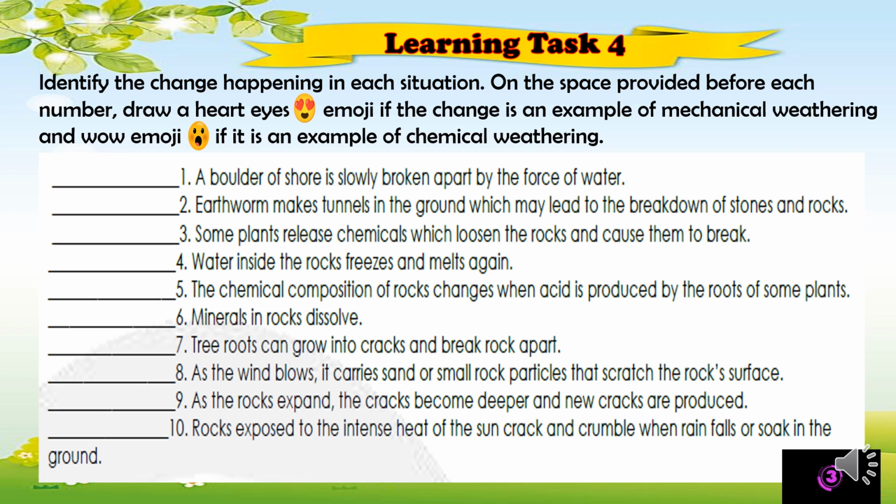Number 5, the chemical composition of rocks changes when acid is produced by the roots of some plants. Number 6, minerals in rocks dissolve. Number 7, tree roots can grow into cracks and break rock apart. Number 8, as the wind blows, it carries sand or small rock particles that scratch the rock's surface.